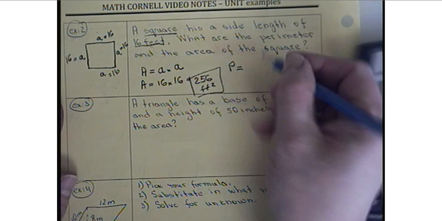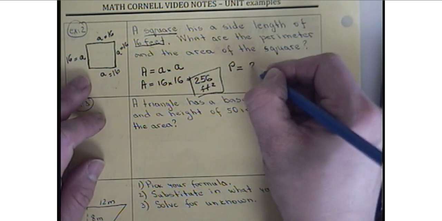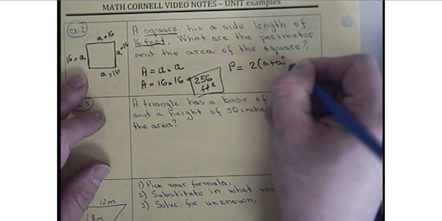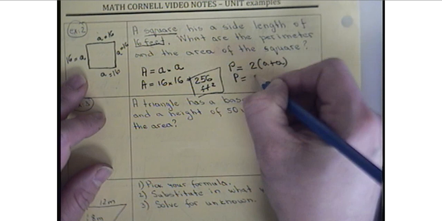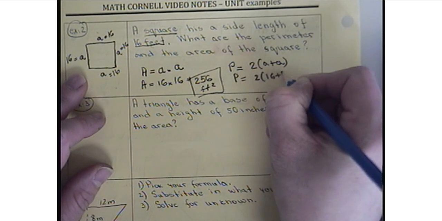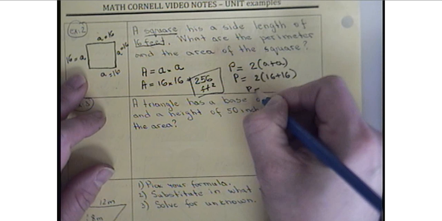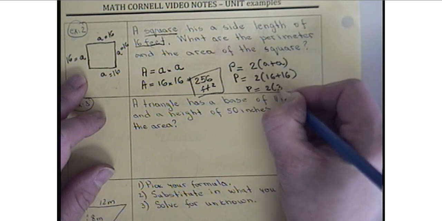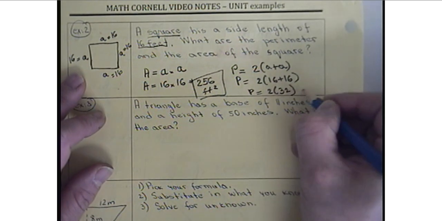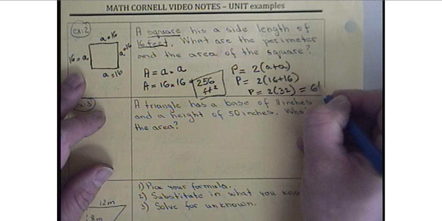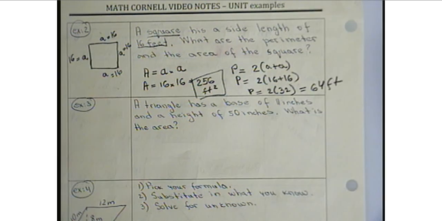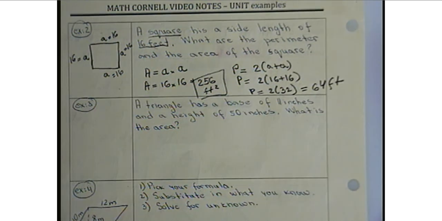Perimeter, on the other hand, will be 2 times A plus A. So the perimeter will be 2 times 16 plus 16, which is equal to 16 plus 16 is 32. 2 times 32 will give us 64 feet. So the perimeter is 64 feet, the area is 256 feet square. And we're done with this example.